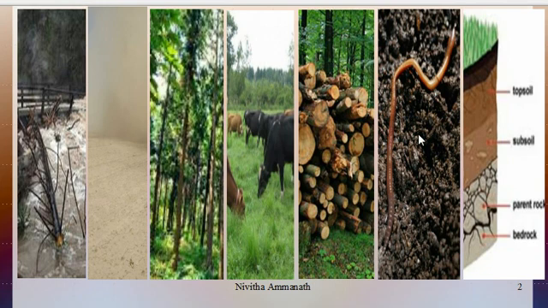This is the friend of the farmer, Mr. Earthworm. And this is the layers of the soil: the topsoil, the subsoil, the rock and the bedrock. Topsoil contains sand, clay, humus, water, nutrients, minerals and air.